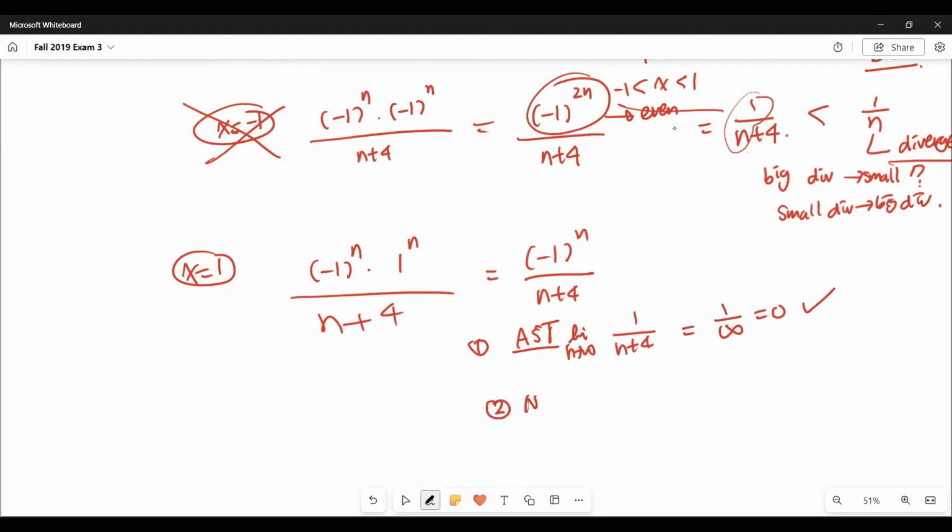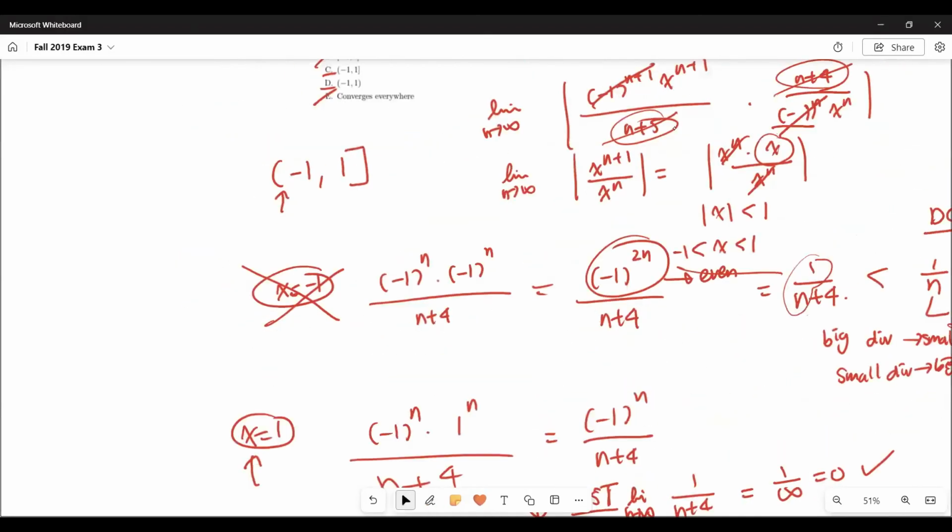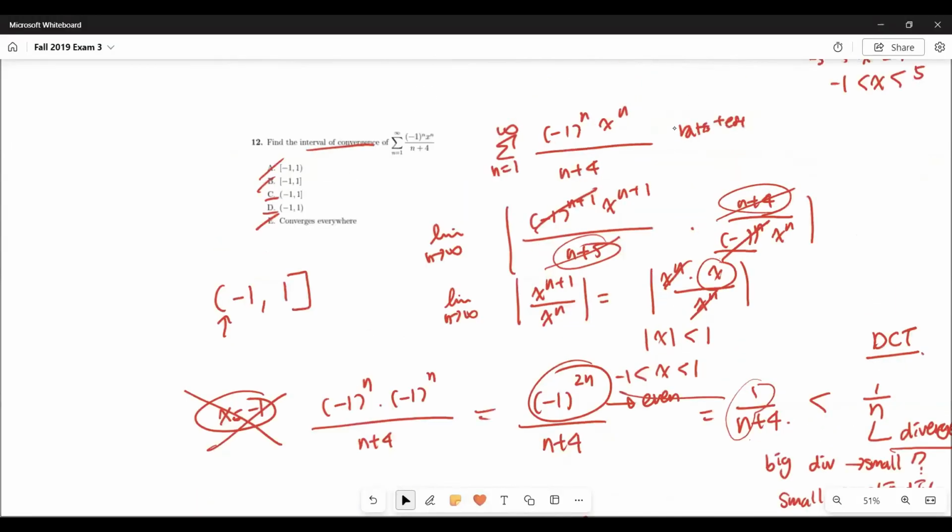The second condition is non-increasing. For 1 over n plus 4, as n goes to infinity this gets smaller, which logically makes sense. If you plug in n equals 1, it's 1 over 5. If you plug in n equals 2, it's 1 over 6. It just gets smaller, so this also makes sense. By the AST, you can say that it's converging, so you include this point. It will be negative 1, 1, with a closed bracket. So this is option C.